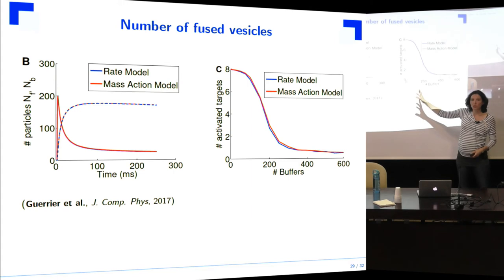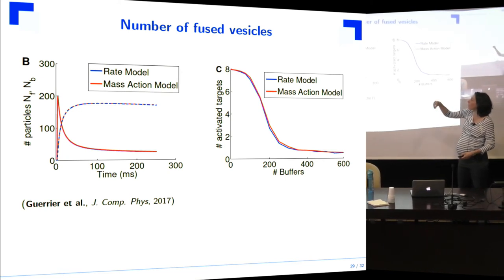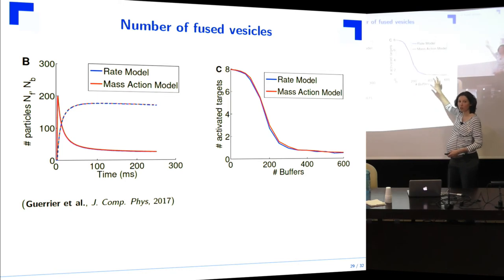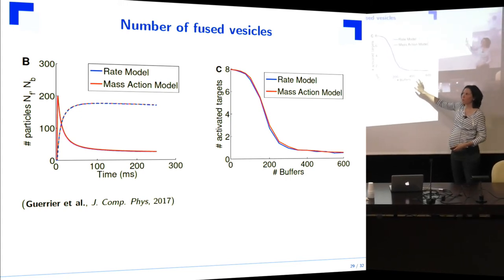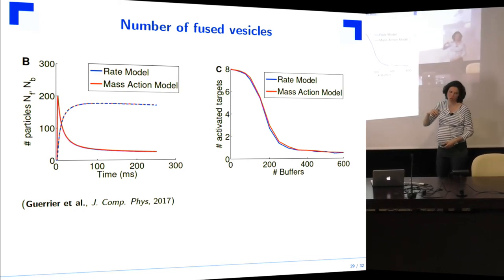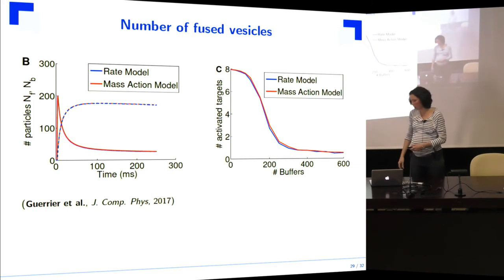So one of the predictions we have here is that even though you have exactly the same physiological characteristics, which is what we observe in the climbing fibers and the parallel fibers, you can go from very high release probability to very low release probability by simply adjusting the number of buffers. How buffers behave in presynaptic terminals is really not well known. It's not an easy question. So this is, again, the results we have here.